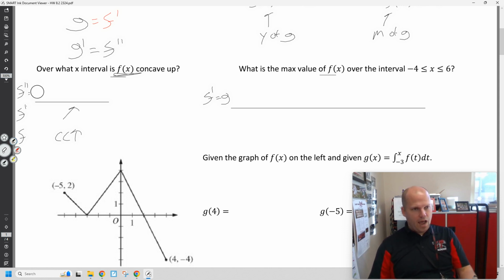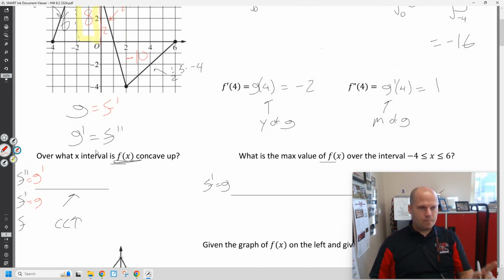You could start with that. And then you add in your connections. Okay, F prime is G. F double prime is G prime. That means F is the antiderivative of G? Sure. Who cares? Let's see.